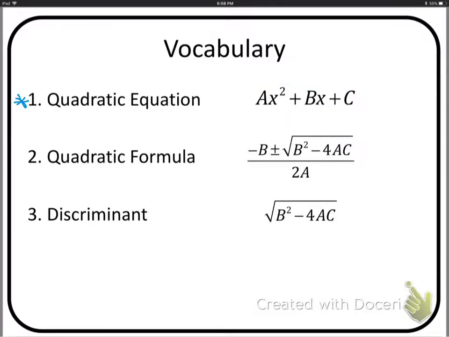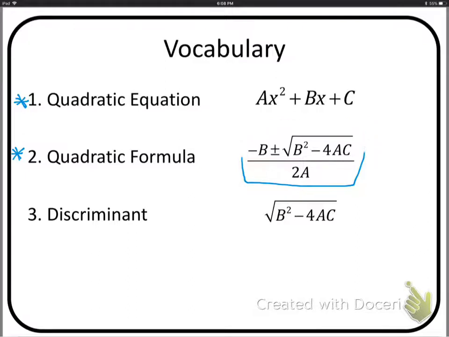The second thing we have here is our quadratic formula. And this is brand new to us. Using this here, it's kind of like a form of factoring. If we use this, it gives us the x-intercepts as well. So it's a form of factoring that gives us our x-intercepts.